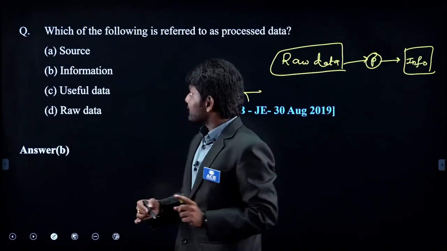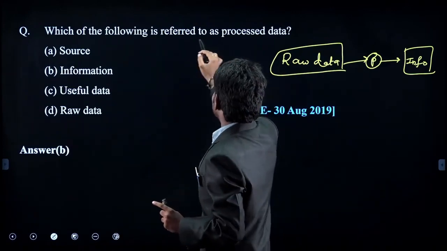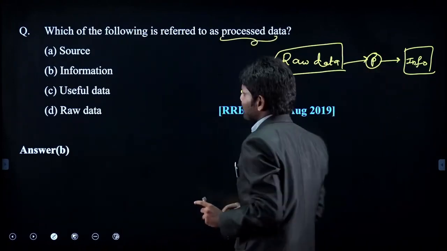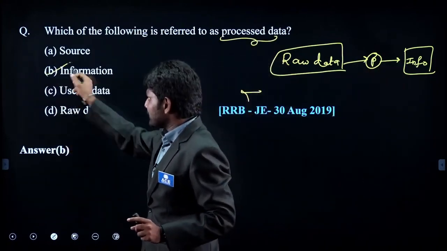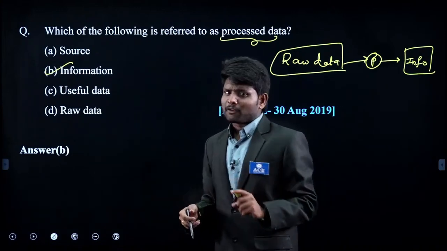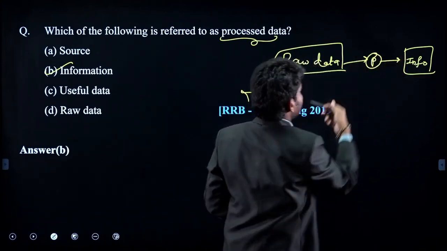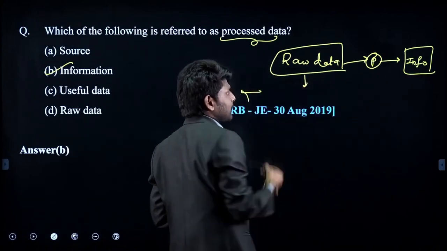Fine? So what they are asking: which of the following is referred to as processed data? Processed data is nothing but information. So information is the answer here. If they want to twist the question next year: before processing, what do you call that information? You can say raw facts or raw data.